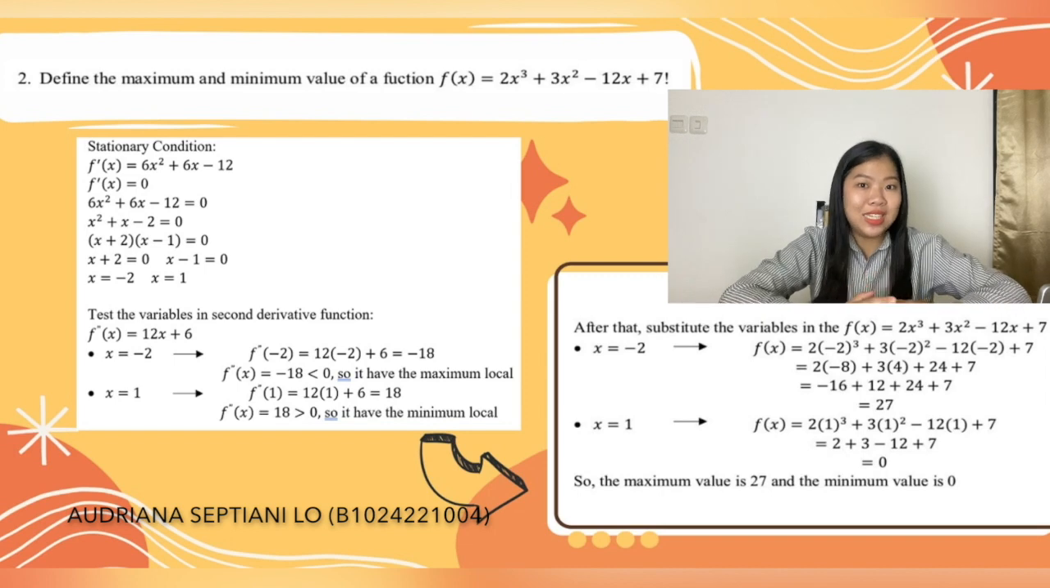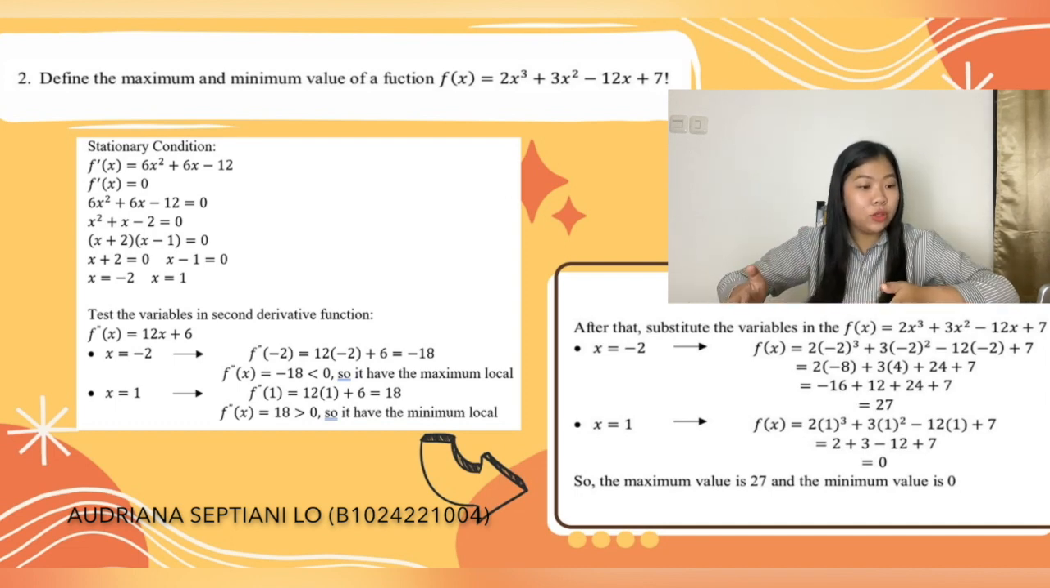The next step, we need to substitute the variable into the second derivative function. The second derivative function is 12x plus 6. Therefore, it is 12 times minus 2 plus 6. And the value is minus 18. If the value is smaller than 0, so it is the maximum value of a function.